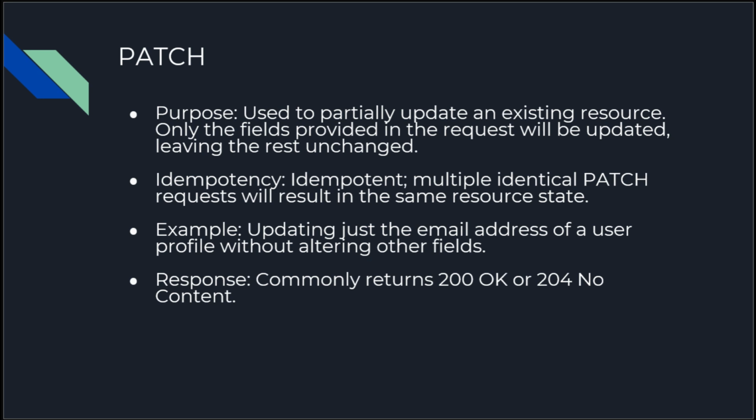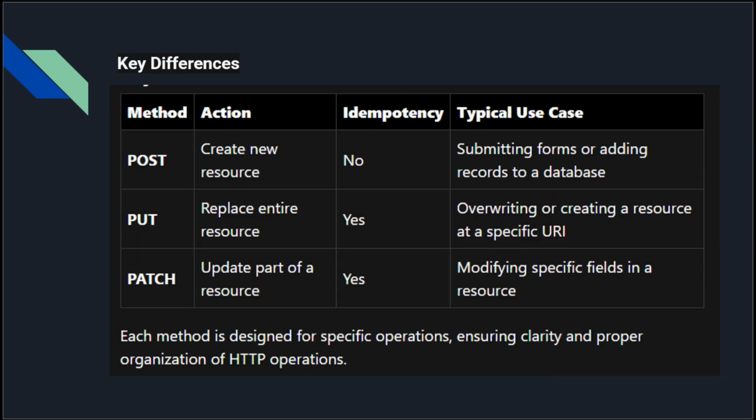For example, if I have an employee and I need to change the address of that employee, in this case PATCH would come in. It would partially update an existing resource. Another example is updating just the email address of a user profile without altering other fields. The response here commonly returns 200 OK or 204 if there is no content. So we saw in PUT we have 200 and 201; here we have 200 and 204.